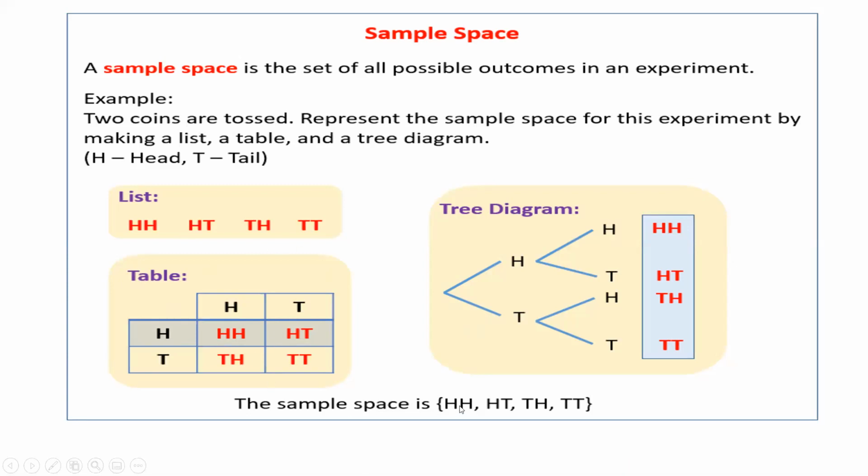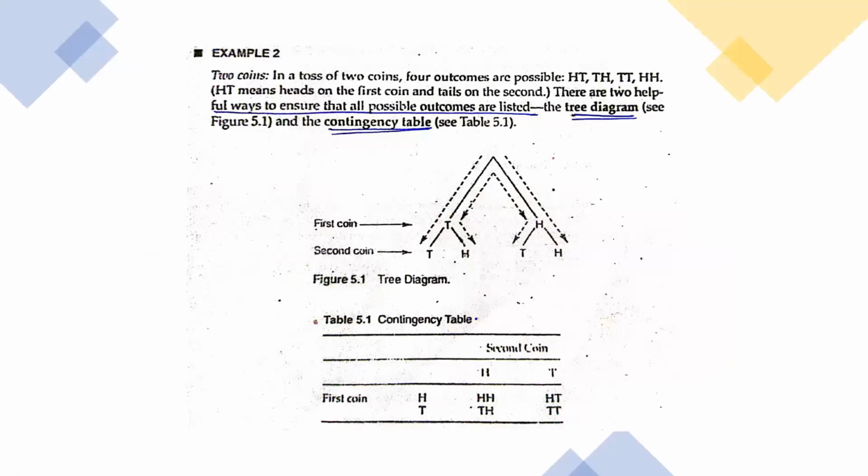So in the sample space, we can have these possibilities. On both coins, we can have heads and heads, heads and tails, tails and heads, and both tails. So these are the four possible outcomes we can have when we are flipping two coins. This is an example from the book. Here, similar to the previous one, there is a tree diagram and the 2 by 2 table.